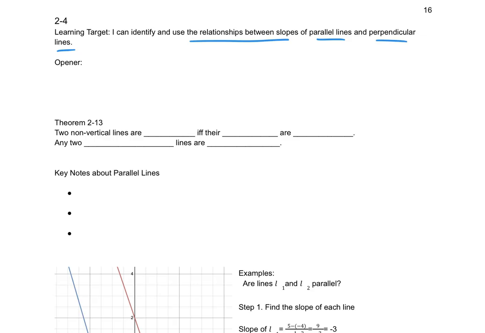Two non-vertical lines are parallel if and only if their slopes are equal. Now, please note this is an if and only if. So if the lines are parallel, then the slopes are equal. If the slopes of two lines are equal, then the lines are parallel.